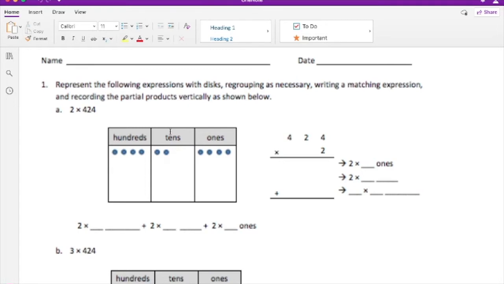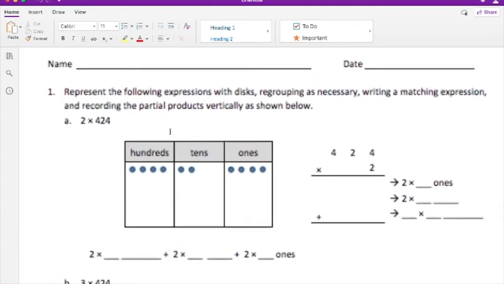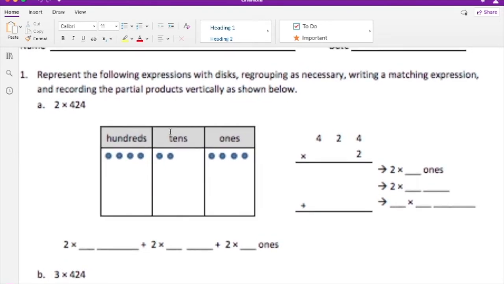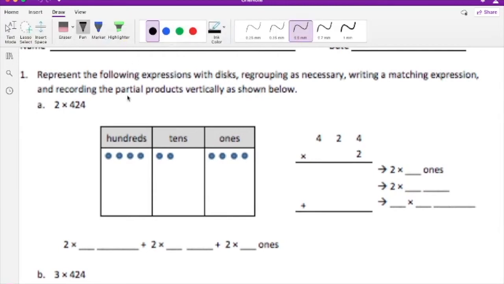So for this first one, we're multiplying 2 times 424. So if you can see here, they have 400, 2 tens, and 4 ones. So this is 424, right? 424. Now, we're doing 424 2 times. So I'm going to do this another time to make a total of 2 times. All right.